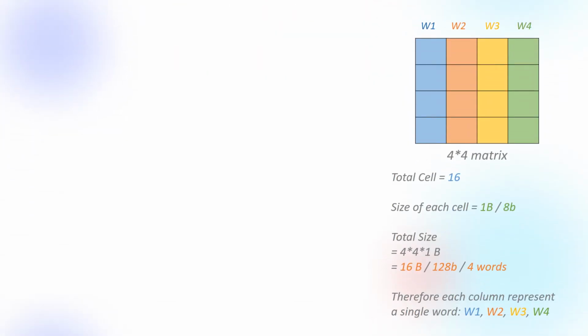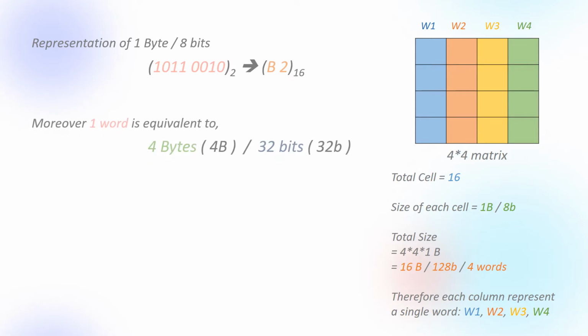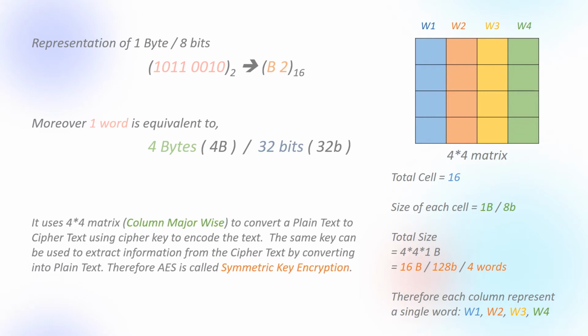Another important thing to note down is that each byte is represented in hexadecimal notation. Moreover, in this case, we assume that one word is equivalent to 4 bytes. One of the most important things to consider is that it uses a 4x4 matrix, which is equivalent to 128 bits, for generating the cipher text. The matrix is filled in column-wise for performing AES operation.